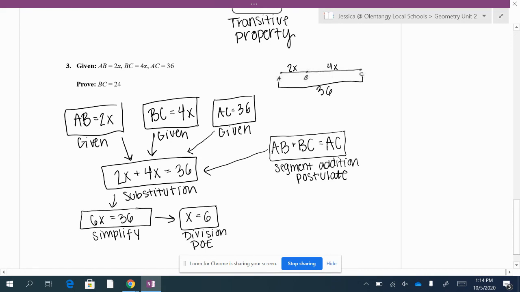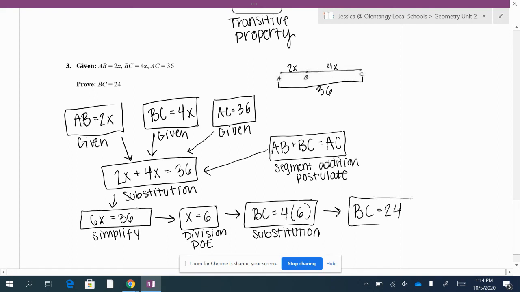And then I'm trying to solve for BC. Well, BC is 4x. So then that would be BC equals 4 times 6. That's substitution as well because we're plugging in 6 for x. And then BC equals 24. And we are simplifying there.